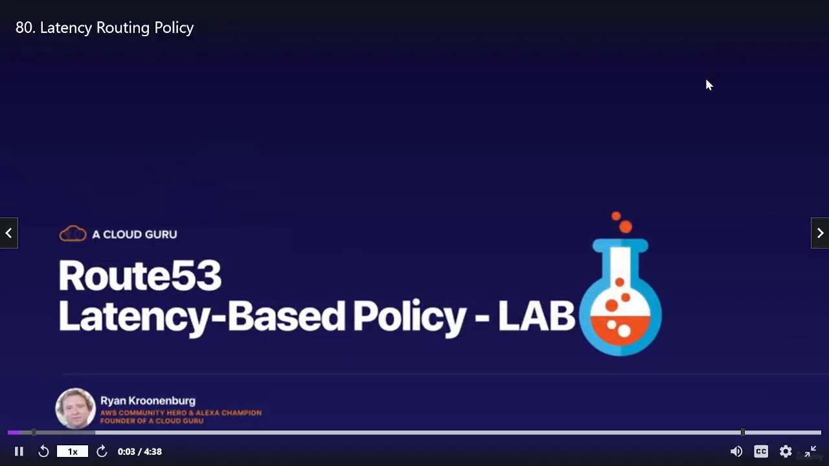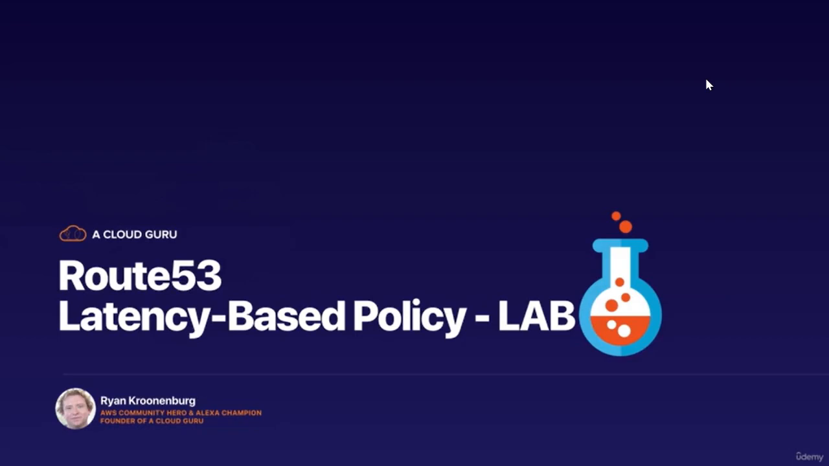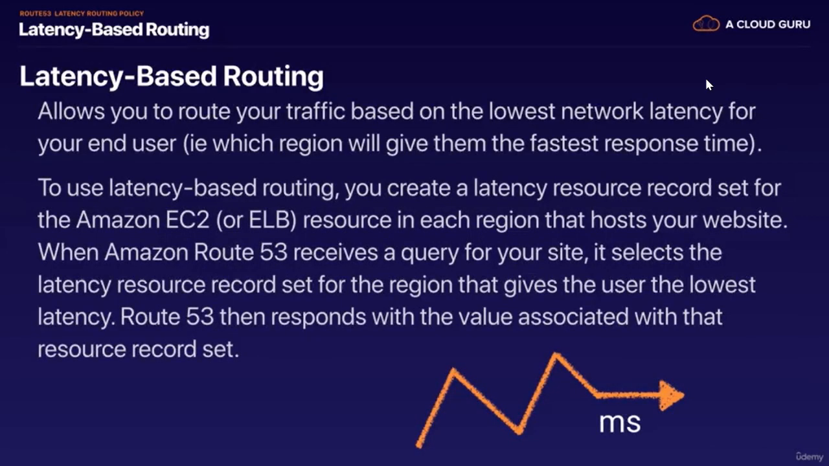In this lecture we're going to learn about latency-based routing. Latency-based routing allows you to route your traffic based on the lowest network latency for your end user, and that just basically means which region is going to give them the fastest response time. To use latency-based routing, you create a latency resource record set for the EC2 or Elastic Load Balancer resource in each region that hosts your website. Then when Route 53 receives a query for your site, it selects the latency record set for the region that gives the user the lowest latency. Route 53 then responds with the value associated with that record set.